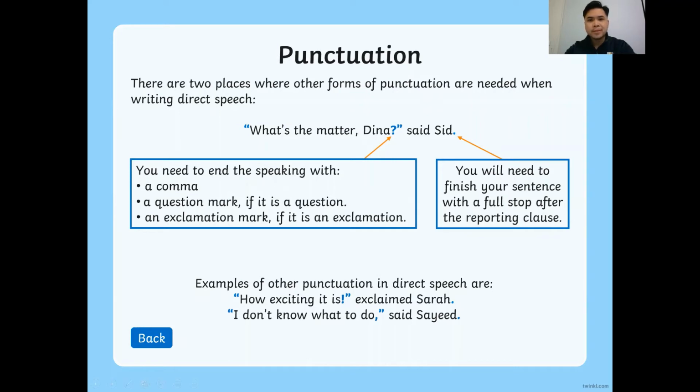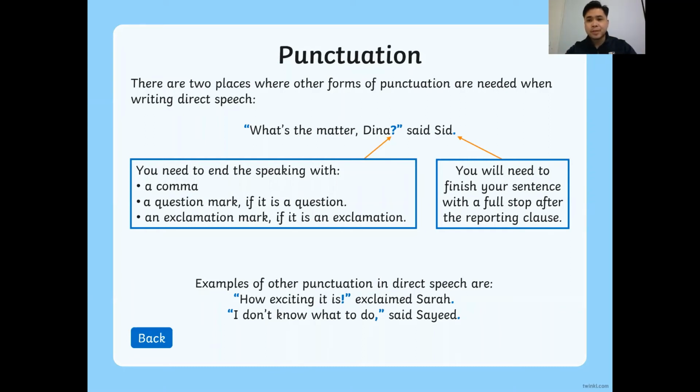"What's the matter, Dina?" said Sid. Okay, you need to end the speaking with a comma, or a question mark if it's a question, an exclamation mark if it is an exclamation. And that part where it says said Sid, you'll need to finish your sentence with a full stop after the reporting clause. Remember that word, we'll get to that in a minute.